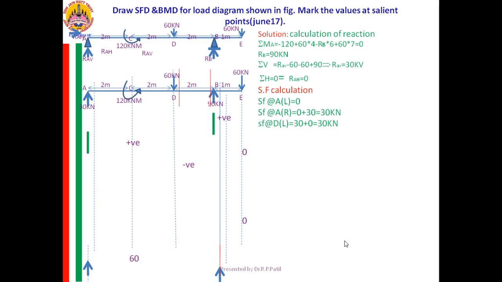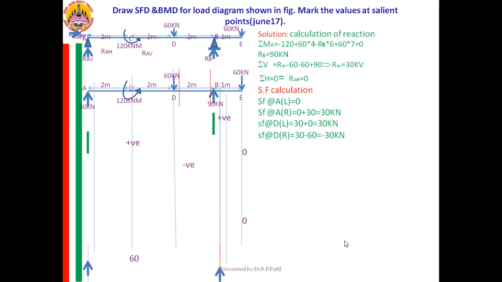Then I am jumping to SF at D right. Yes, till D left it was 30. When you cross the D, 60 is coming. Just see on which part it is acting and how it is acting. It is acting on the left part and in the downward direction. Left down means minus. It is minus 60. Therefore, it is plus 30 minus 60 equal to minus 30.